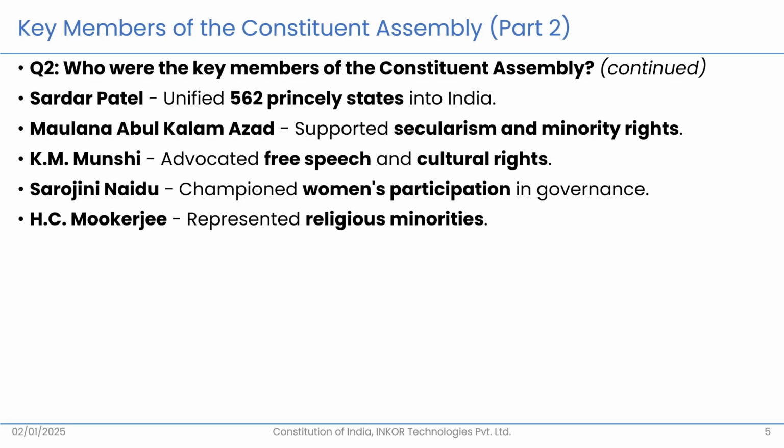Other important members of the Constituent Assembly included Sardar Vallabhbhai Patel, who worked tirelessly to unify 562 princely states into the Indian Union. Maulana Abul Kalam Azad played a crucial role in ensuring religious freedom and the protection of minority rights. K.M. Munshi advocated for free speech and cultural rights, helping shape India's approach to protecting diverse traditions and languages. Sarojini Naidu, one of the few female members, was a strong voice for women's participation in governance and equal rights. H.C. Mukherjee represented religious minorities, ensuring that the Constitution protected the rights of people from all faiths.